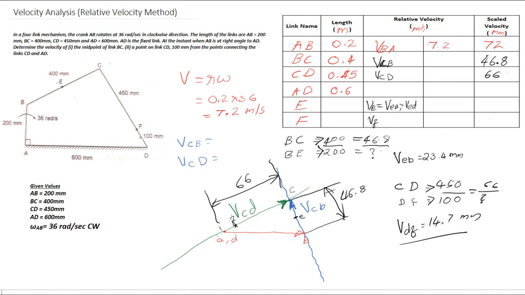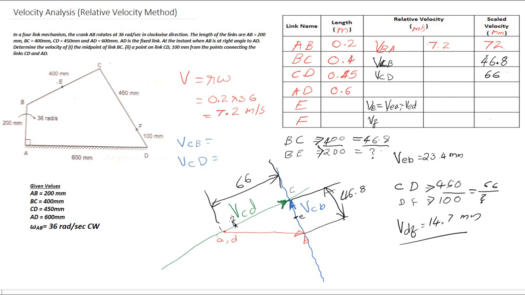Why is that? The velocity of a particular point with respect to ground is treated as the absolute velocity, and usually it is represented in the format VE, VF, VB, Vx, Vy. It is the absolute velocity. For relative velocity, there will be 2 points: VEA, VEB, VCB, like that.